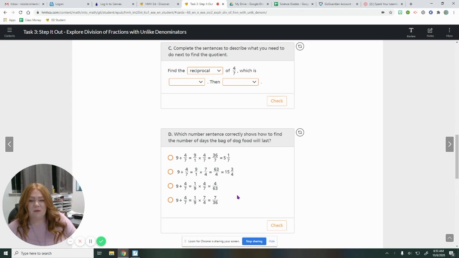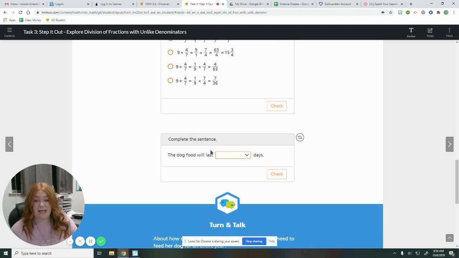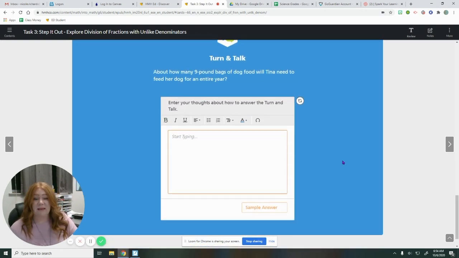So now show me which sentence is going to correctly show us what problem did we start with. Then use the copy dot flop. So which one here in the middle shows me copy dot flop correctly? Which one shows me the correct answer and simplified? So look through. So we're taking 9, dividing it by 4/7. Then we want to copy dot flop. So which one shows copy dot flop? And then which one shows the correct multiplying across? So then tell me the answer here of how many days the bag of food is going to last.